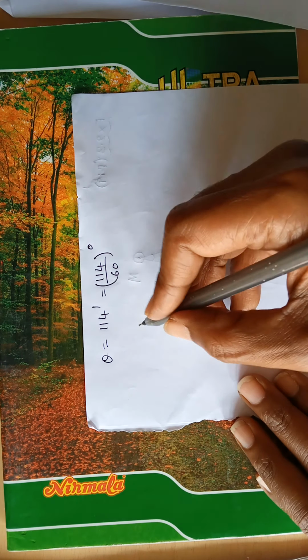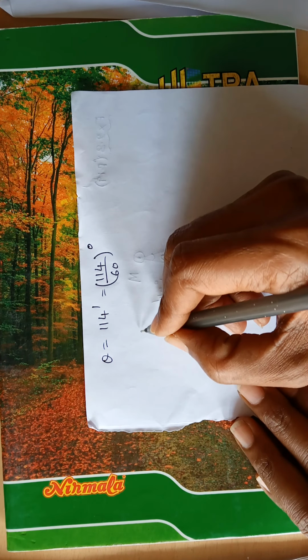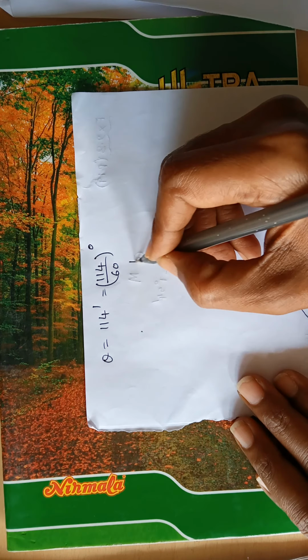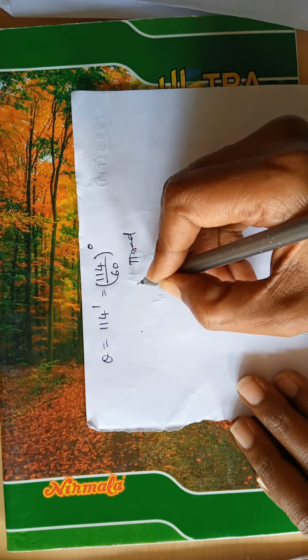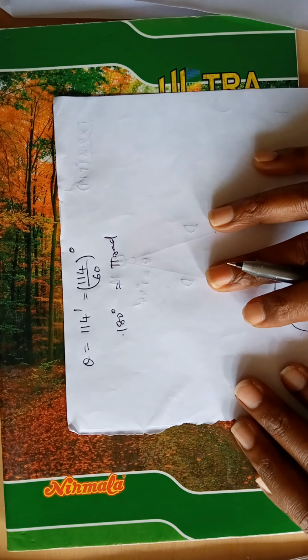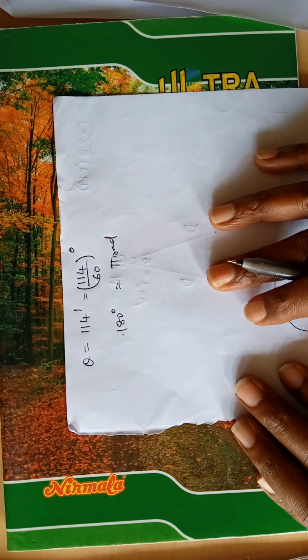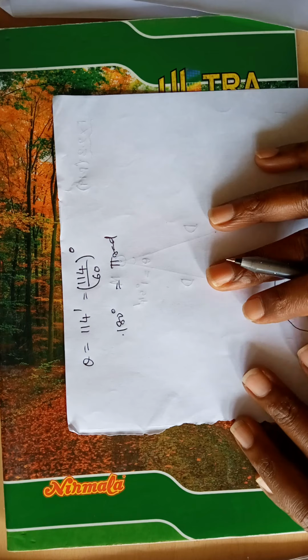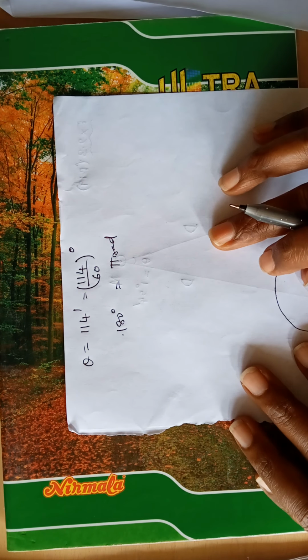Okay. Now you know very well that pi radians is equal to 180 degrees. This is a well-known equation, well-known relation. Pi radians is equal to 180 degrees.